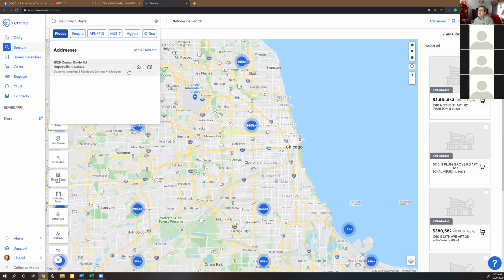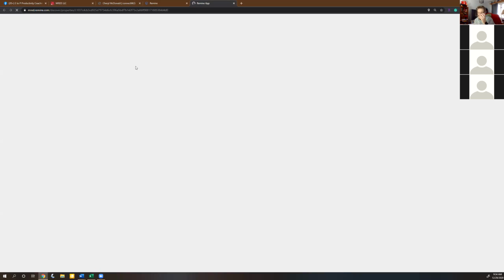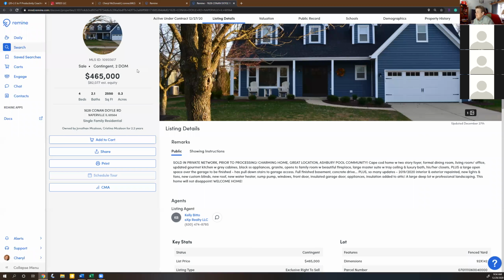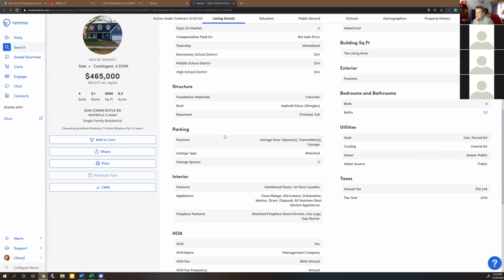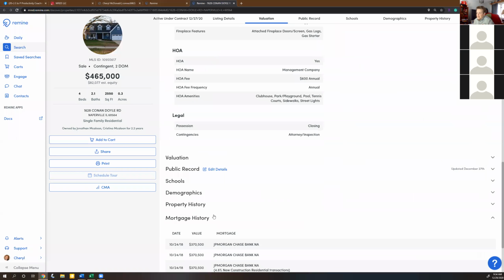So I'm going to click on the little house, which is my property details. Let's find out what we can about this house. To the best of our knowledge, they've lived there for 2 years and 2 months. Well, what I really want to find out is how long have they really lived there? So I'm going to scroll down and go to mortgage history.